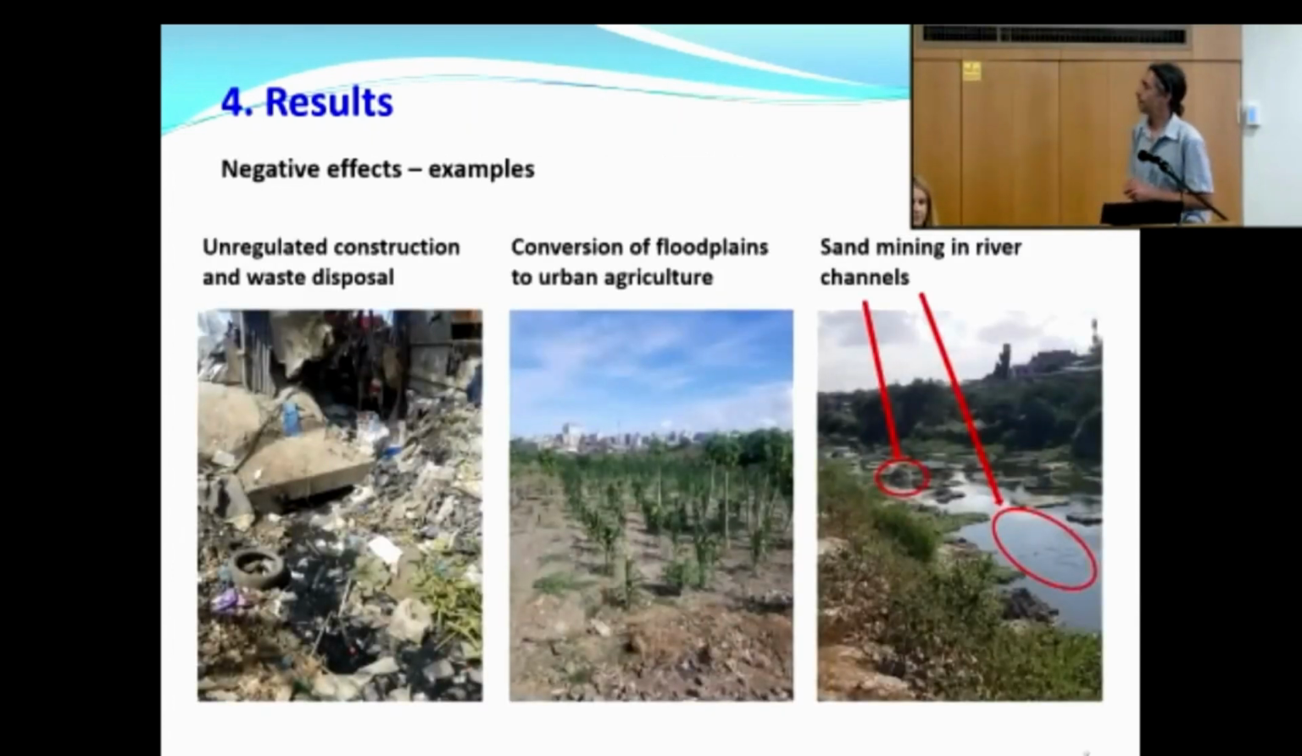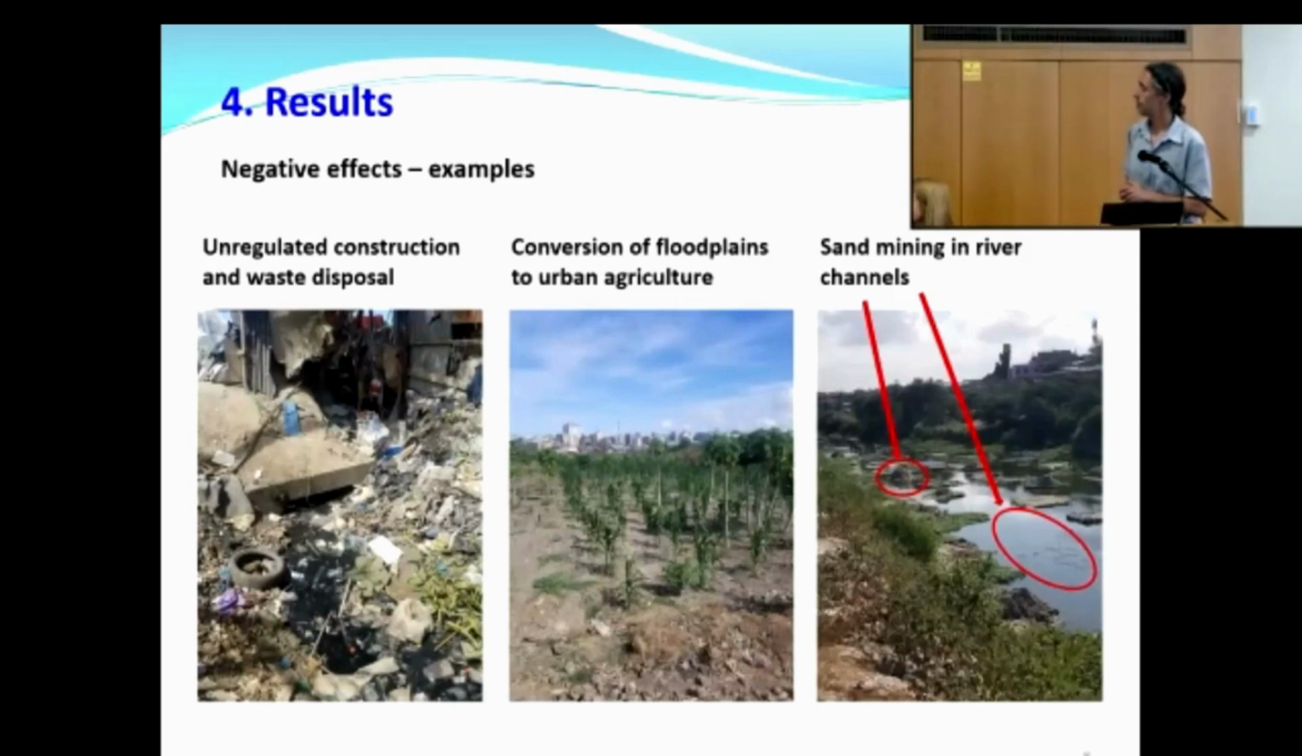So as for the negative example, just to show you what they meant, they've mentioned unregulated construction and waste disposal. This is a picture, again, on the left that Agnes took in one of the neighborhoods. You can see how it looks like. People live in slum areas, which are unplanned areas. They're areas that the city doesn't necessarily recognize. So there's no infrastructure. So people dump their waste wherever they can. They build wherever they can. And this is the outcome.